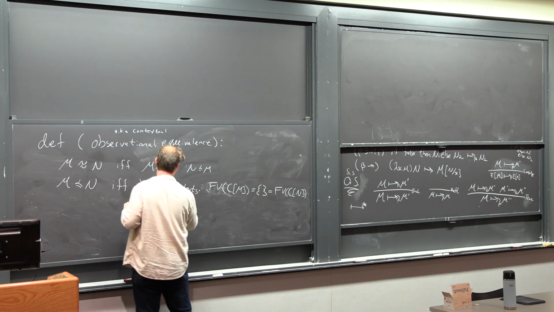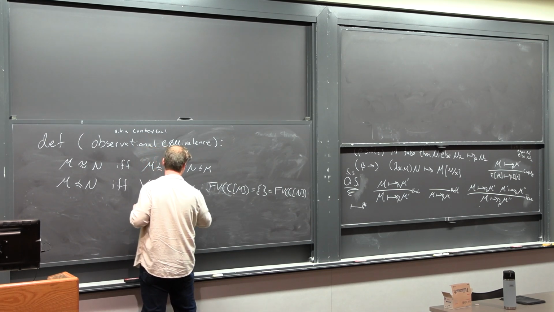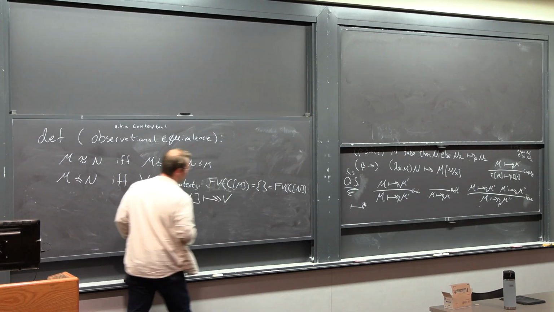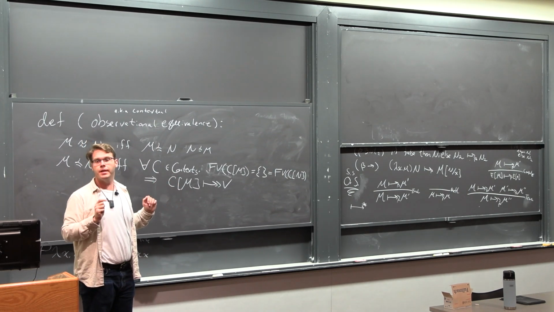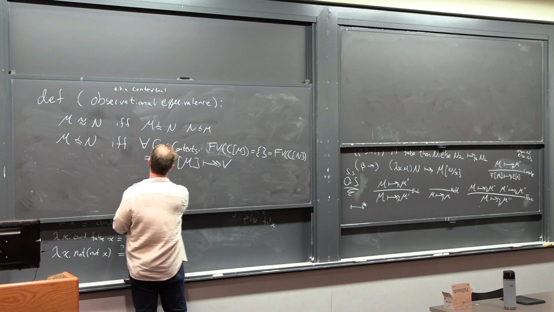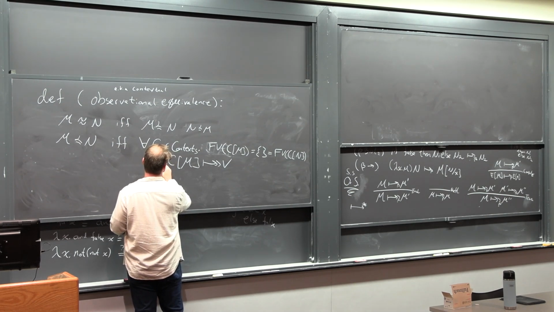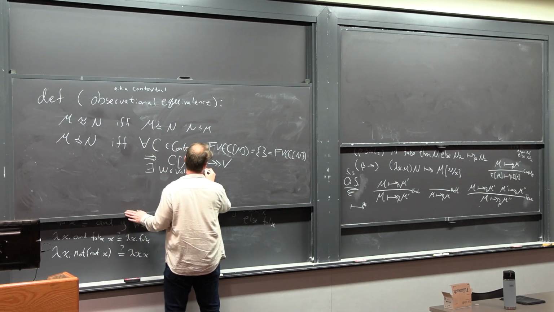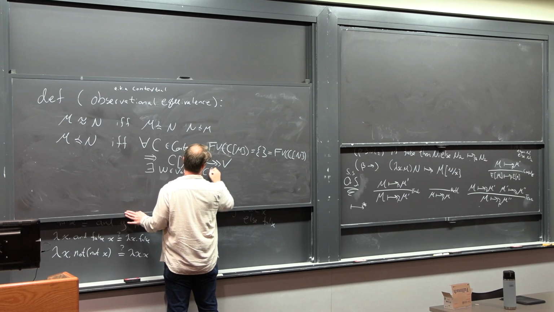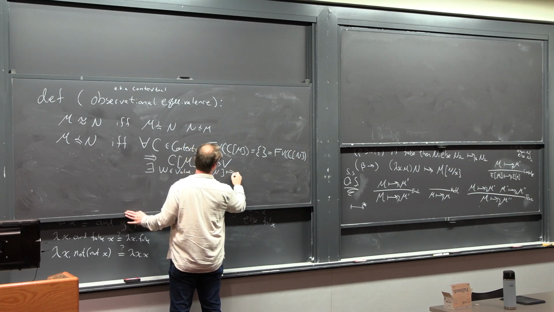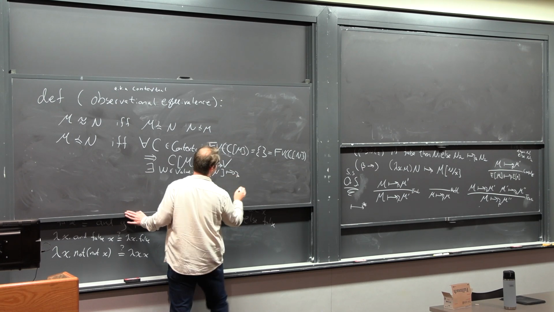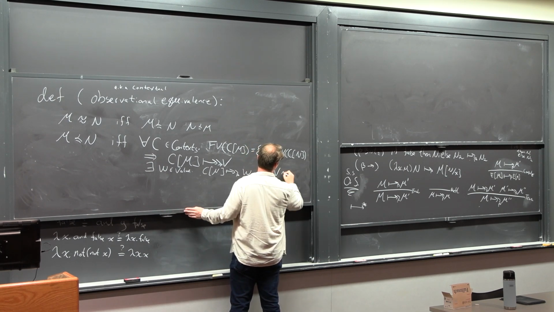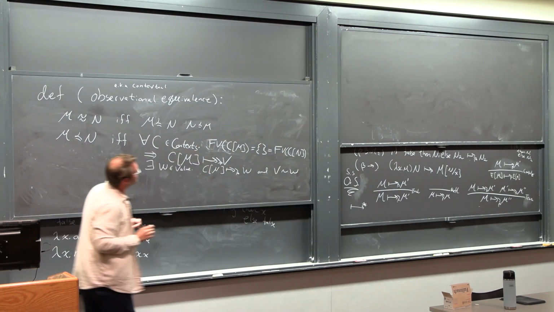then if running M, I get to some value, then there exists some other value such that N will reach that value. And these should be beta reductions. And V is similar to W. OK?